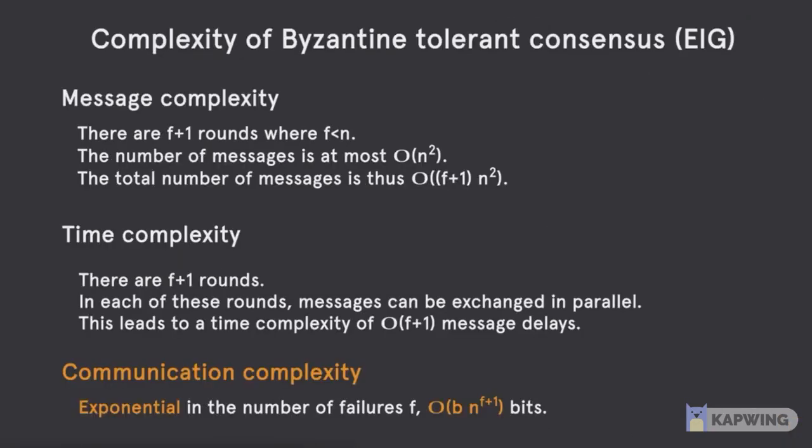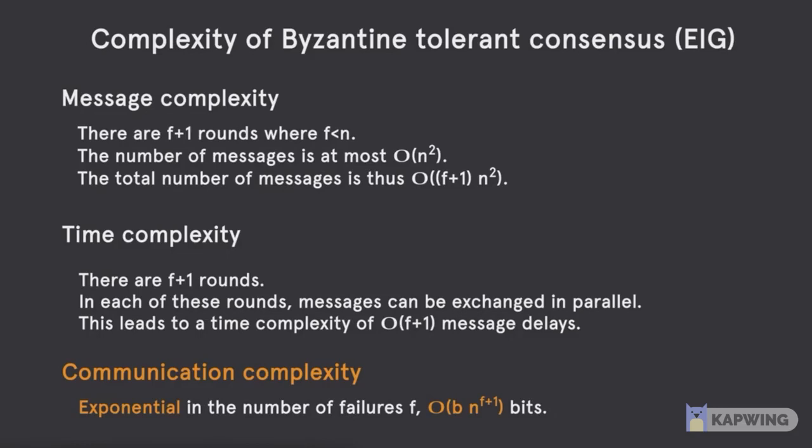Let us now analyze how much this algorithm costs. As we can see, the message complexity of this algorithm is quite straightforward. As there are f plus 1 rounds, f is typically less than n, and the number of messages is at most quadratic at each round, the total number of messages is therefore of the order (f plus 1) n squared. As there are f plus 1 iterations, the time complexity is O(f plus 1) message delays.